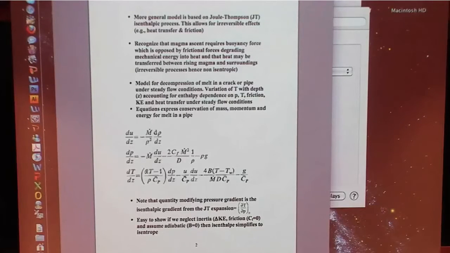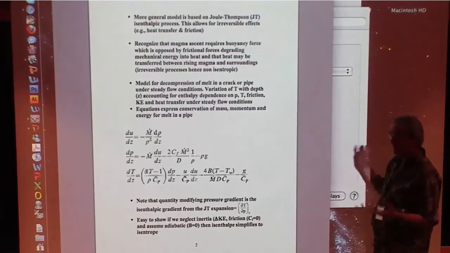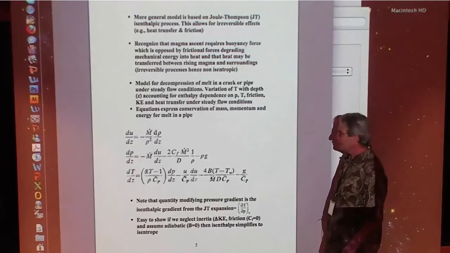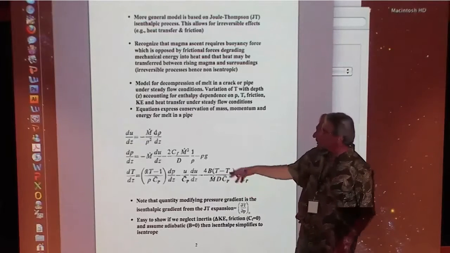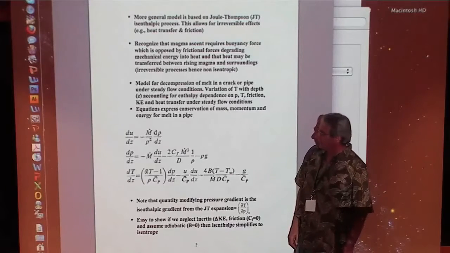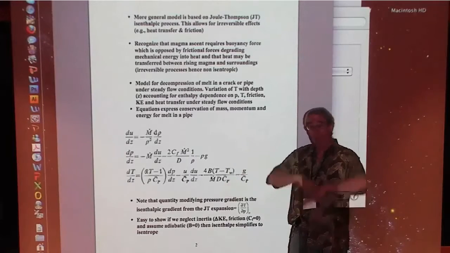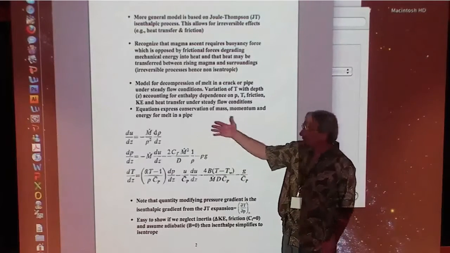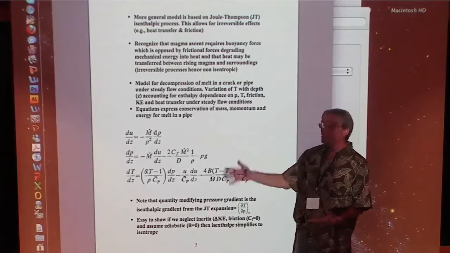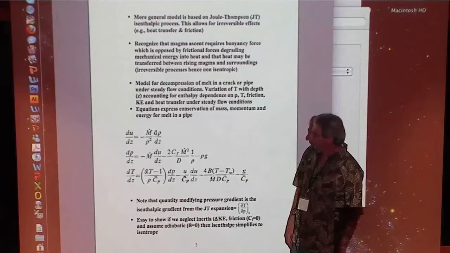I'm not going to really go through this. You can think about magma ascent in cracks and pipes. It's not really isentropic ascent, because you have the possibility of heat transfer, and friction that could be degrading mechanical energy into heat. There are standard ways, and I think Michael talked about this yesterday because he was talking about the mantle: conservation of mass, conservation of momentum, conservation of energy. This is written for a fluid in a crack that's moving up, say.